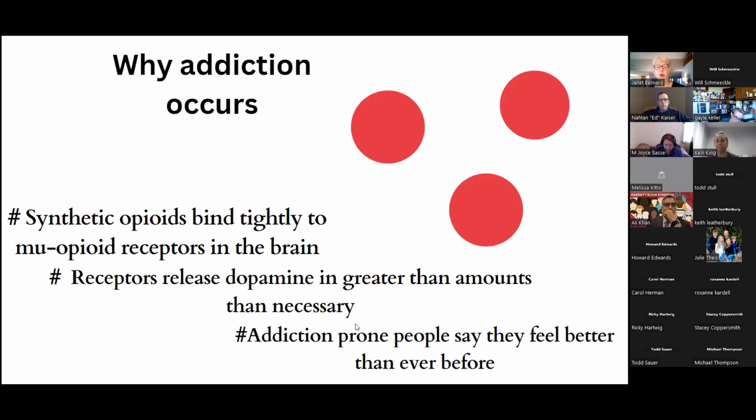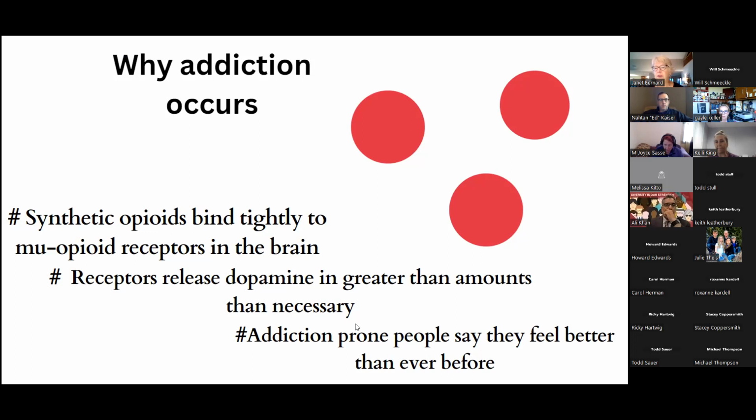Why does addiction occur? The real quick review: synthetic opioids bind really tightly to the mu-opioid receptors in the brain, and they release a greater than necessary amount of dopamine. And addiction-prone people feel terrific. Almost everyone I've talked to, when they say they took their first opiate, they feel great, better than ever. I think it's almost a diagnostic test on who would become addicted.